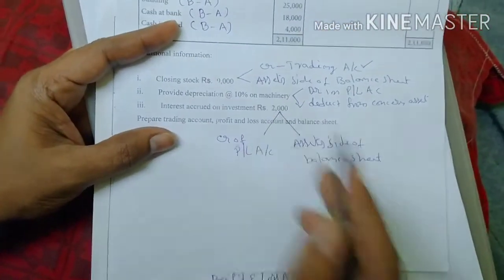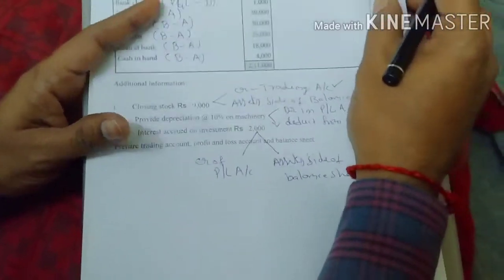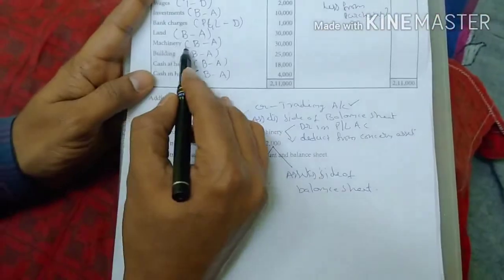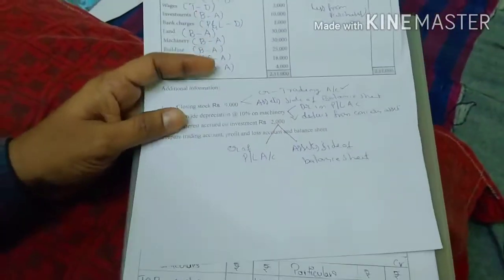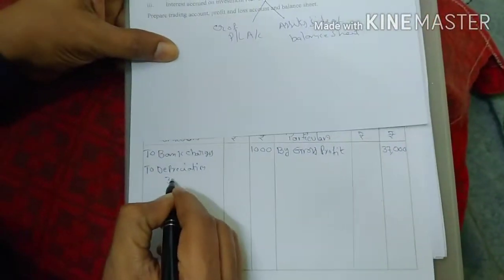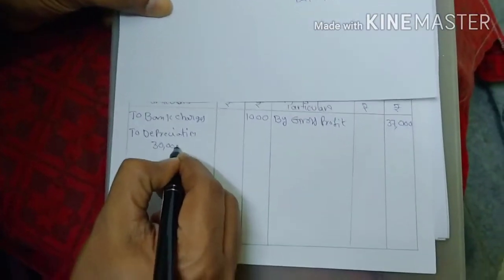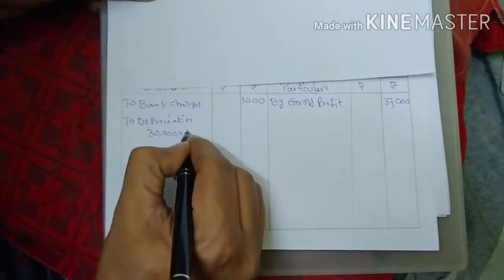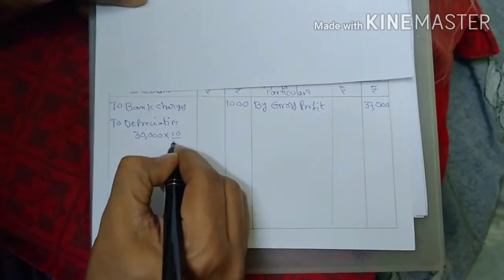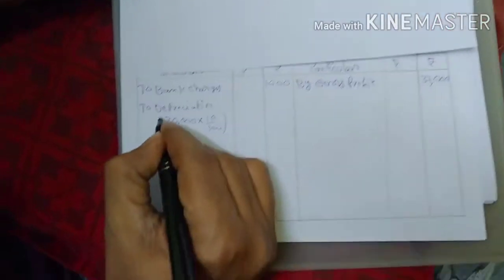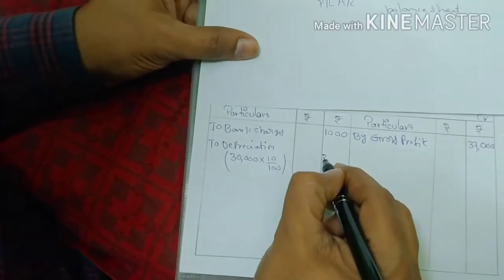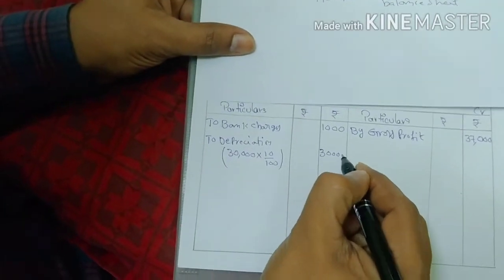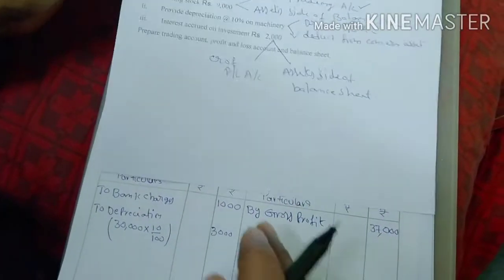10% on machinery. So here we need to check the total amount of machinery. Total amount of machinery is 30,000. So 30,000 rupees into 10 by 100, in brackets we need to write this for clarification. Now 3,000 rupees will come. Next we need to post that one.